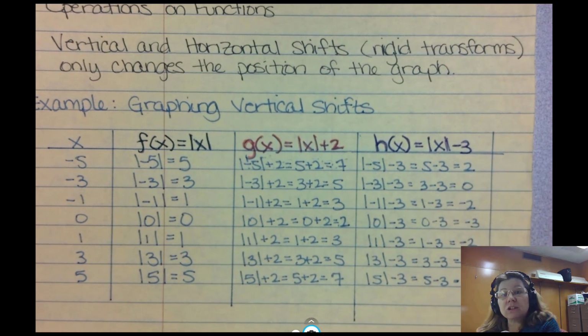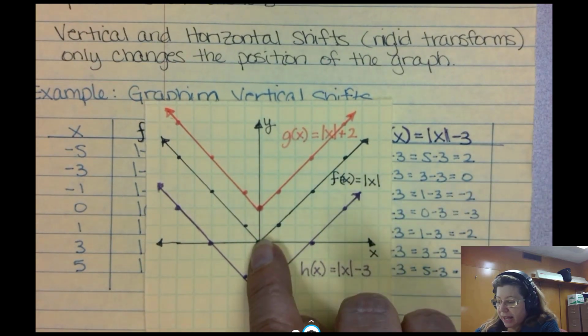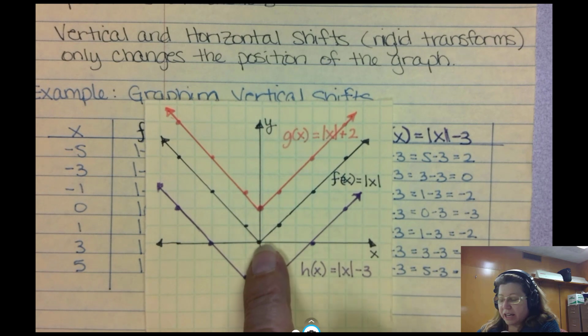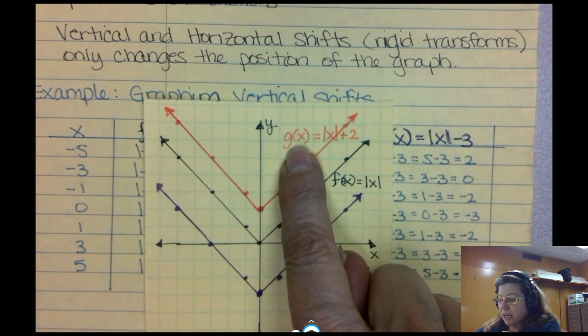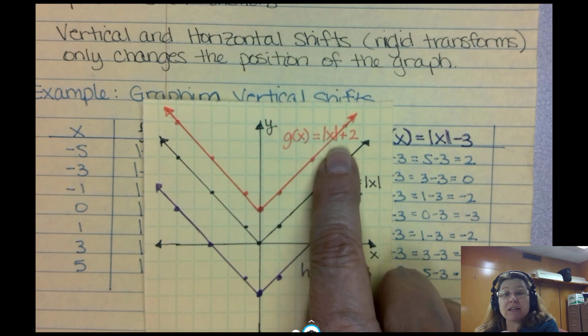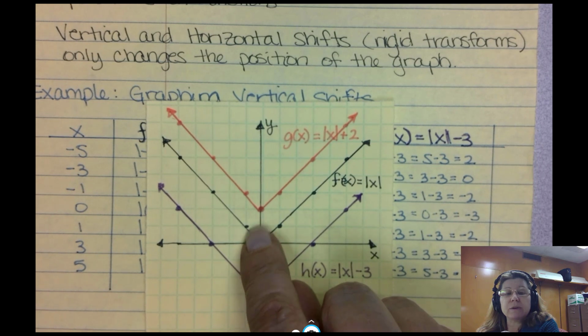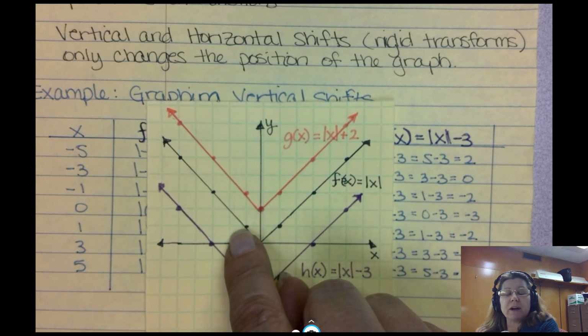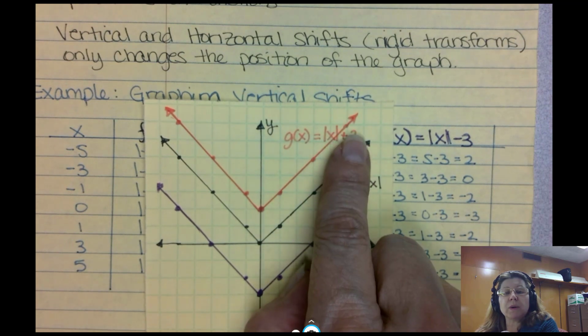So now let's take a look at what these actually look like. Here's our original function, f of x. It looks like a V going down to 0, 0, and it shoots off to the right, and it shoots off to the left. g of x was the absolute value of x plus 2. It actually shifted every single point up 2. So here we were at a 0, we shifted up 2. Here we are at a 1 on the y, it shifts up to a 3. Here's a 1 on the y, shifts up to a 3. So all of these points shift up 2 locations on the y.